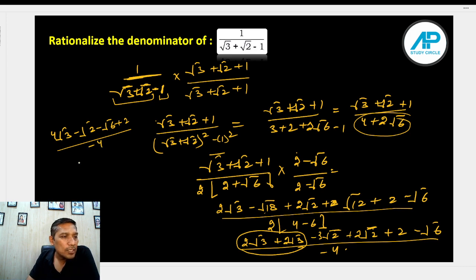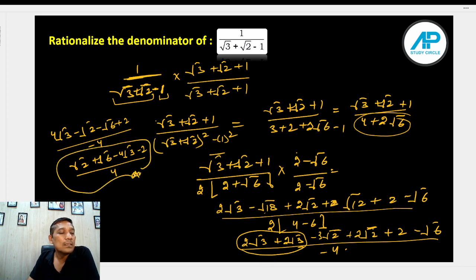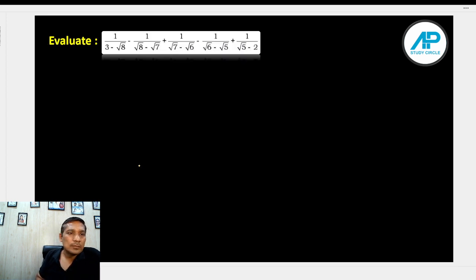You make it positive, so root 2 plus root 6, that is the final answer. I have rationalized the entire denominator and I got a rational denominator in the question. So if you can understand this question, here I have rationalized a trinomial denominator into a rational number.